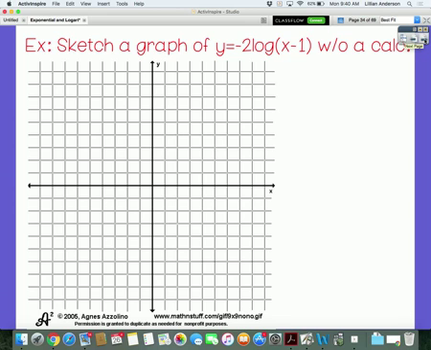Without a calculator. Just a reminder, what transformations do you do first when you're graphing something by hand? Horizontal and vertical stretches or shrinks, and then flips, before you ever go up or down, left or right. Okay? I'll start you off here.